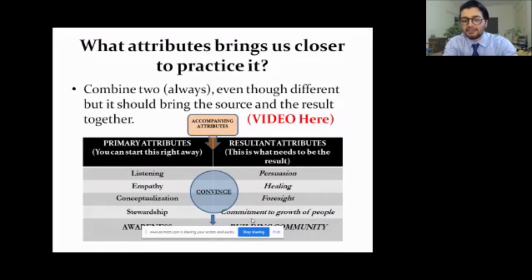Now, if you see the primary attributes, you will be able to start right away. Now, towards the right-hand side are the resultant attributes. If you start listening, you will come to know that these are the problems in the statements that the person has used. Now you will start thinking about the solutions, of how you will be able to persuade, how I'm going to convince this person into believing certain things that I have in my mind.